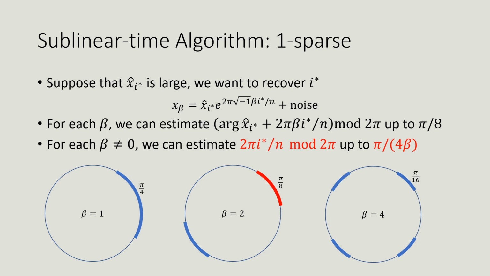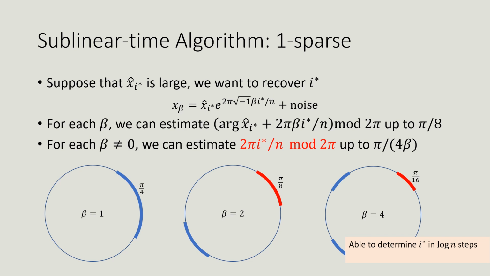Next, let beta equal 4. We can estimate the angle up to pi over 16, but now there are 4 possible arcs. Comparing with the red one of size pi over 8, we know the true 2 pi I star over n belongs to the upper right arc again. Hence, at each step we double beta and reduce by half the arc that contains 2 pi I star over n. In log n steps, we can pin down 2 pi I star over n up to pi over 2 to the n. That is, we can determine I star.